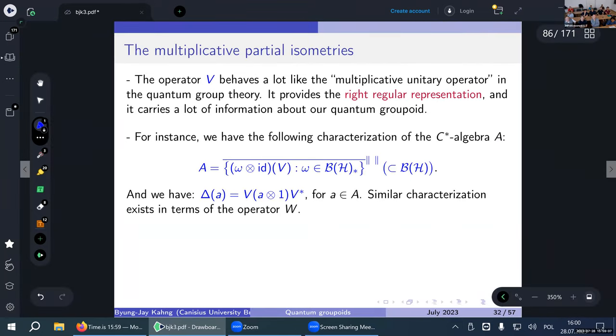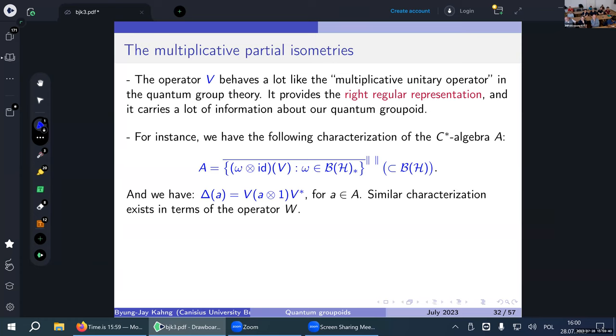gives us the algebra. And now that you have that regular representation, and then the invariance property, the next thing that you should do, which I want to, is to construct the antipode, which again, because the E is not one, V is not unitary.